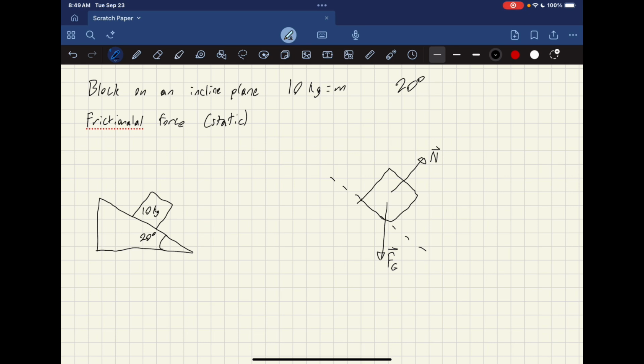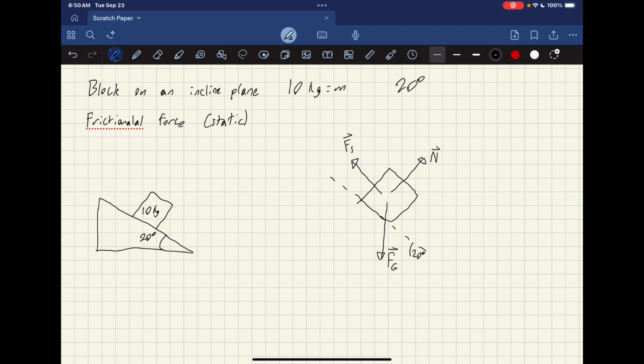And then friction always counteracts the direction of motion. Gravity is naturally going to pull this block down the slope. So friction is going to be this direction. We'll call this F sub S for force of static friction. So that's the end of this free body diagram. So what does this free body diagram tell us? Well, we know that this angle, theta, is equal to 20 degrees.